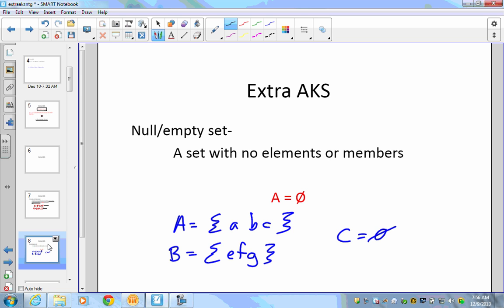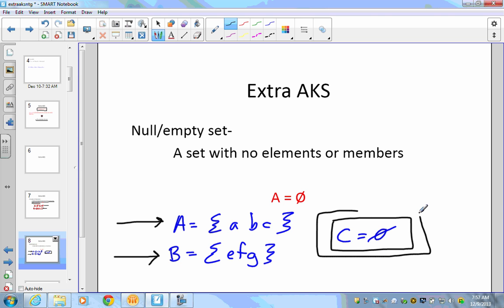A null set is a set with no elements or members. For example, if you were looking at this set here, you have set A, which is A, B, C, and then you have set B, which is E, F, G. You could also have set C, which has nothing in it. Then of course you might ask, why do you even need a set C if there's nothing in it? That would be a valid question, but we're going to be dealing with situations where this is going to have to be practiced. So set C has nothing in it, so it's a null set, or what I would call an empty set.